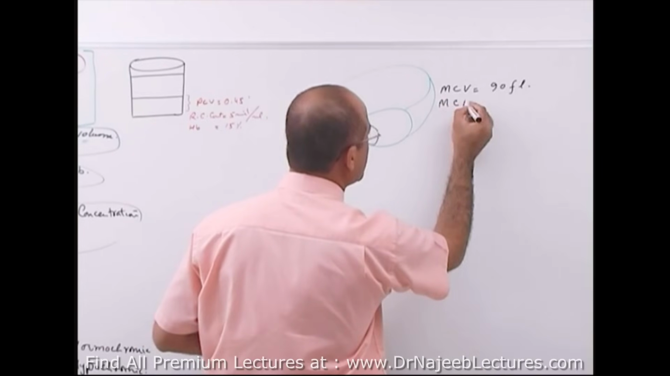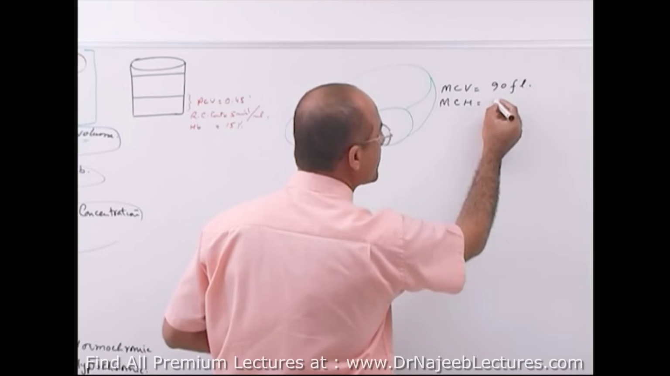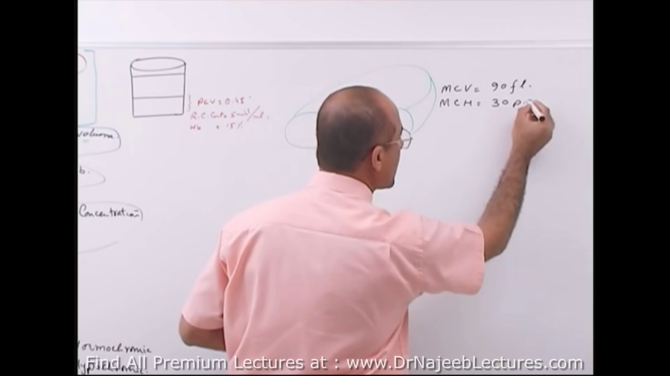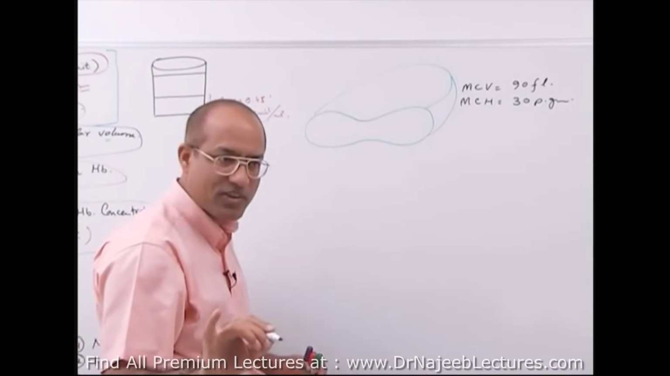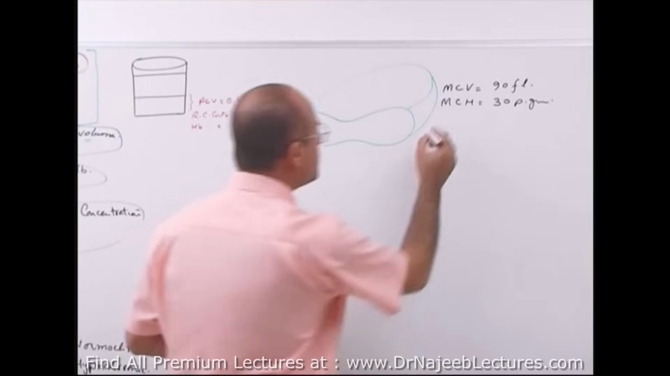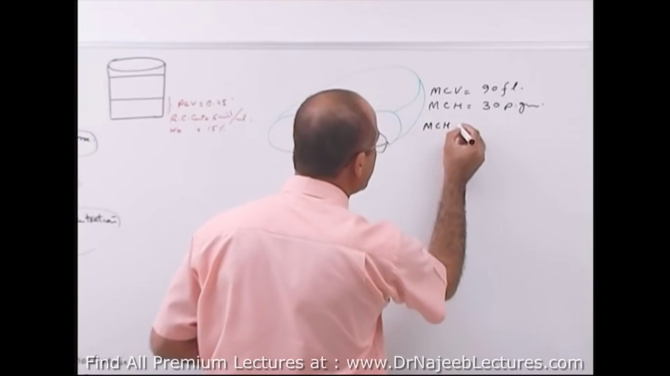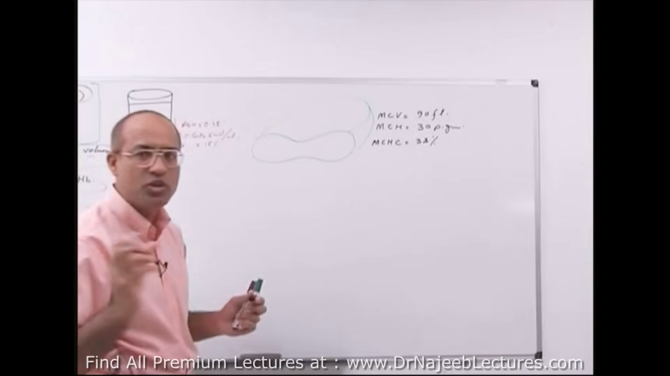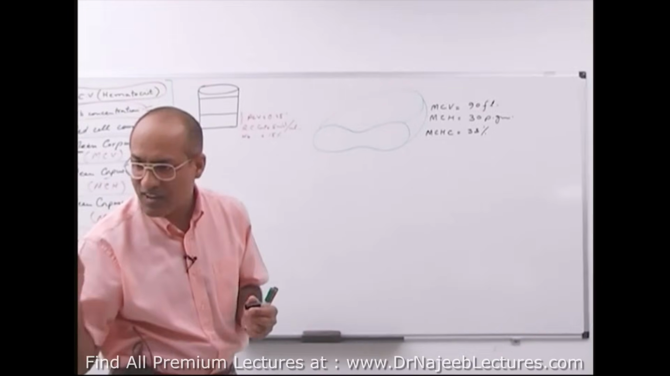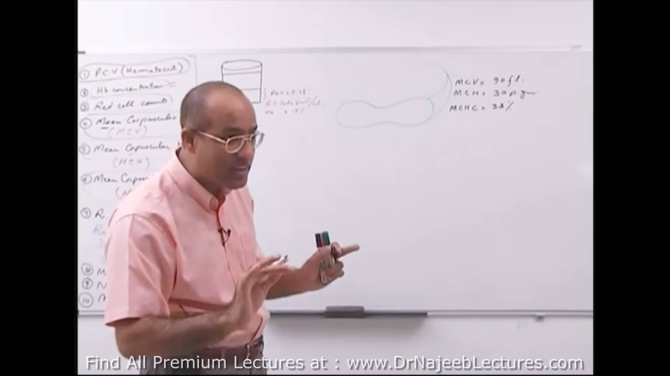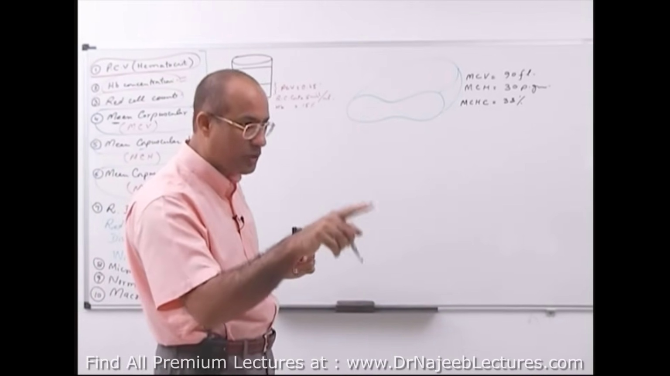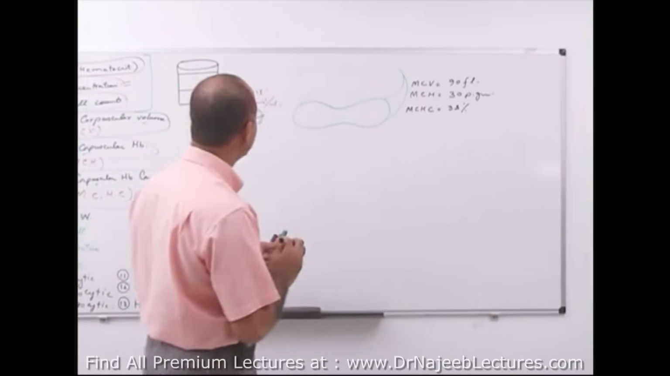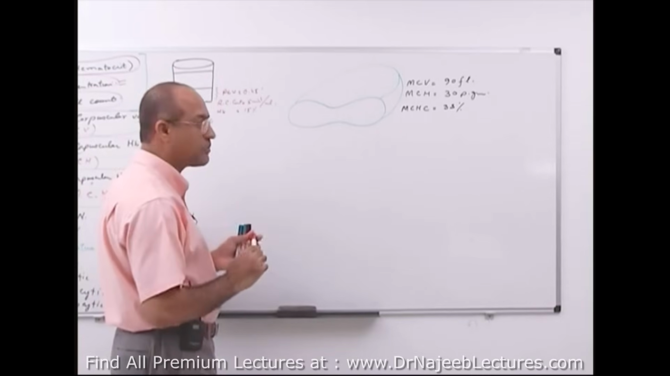Is that right? Mean corpuscular hemoglobin, how much was that? 30 picogram. We have already derived that in the same person. Mean corpuscular hemoglobin concentration, how much was that? 33%. The degree of juiciness is 33%. Is that right? I'm talking about red blood cell juice, hemoglobin, right? You are laughing in a very suspicious way.